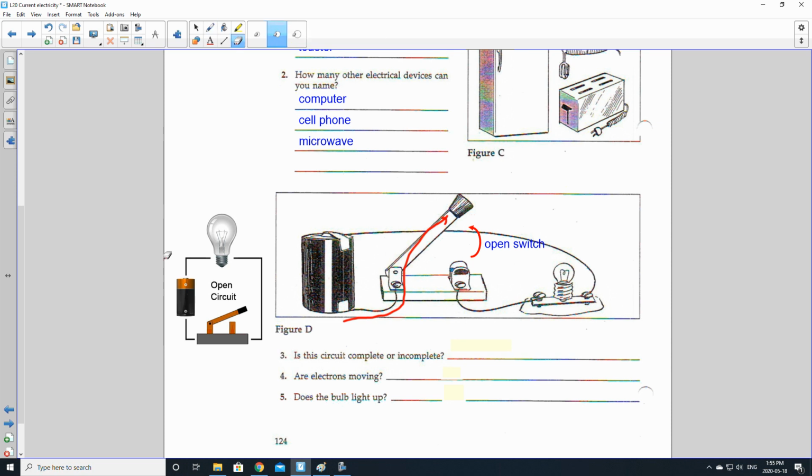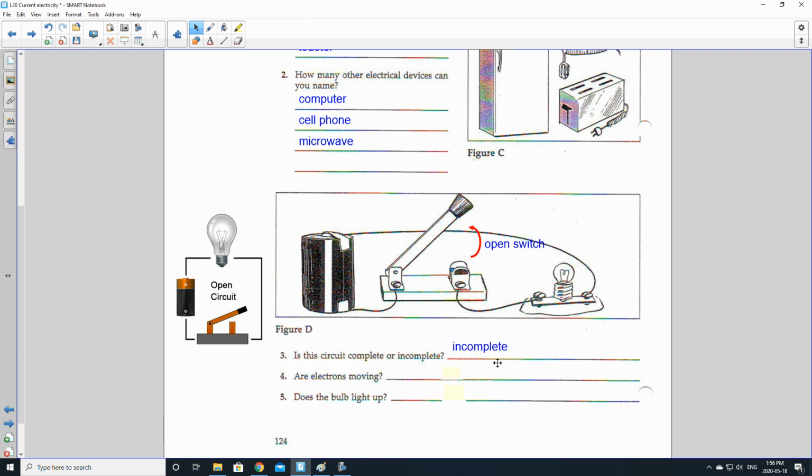You don't need to copy this down. This is just so that you have an idea of what this looks like, but please do copy this down. Here's a picture of an open switch. It is open, it is not making contact metal with metal. So is this circuit complete or incomplete? Well, look at the light bulb. It's not shining brightly. That means that the circuit is incomplete.